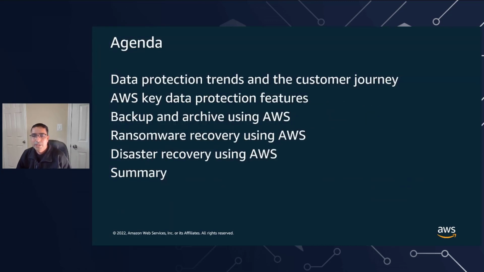We'll quickly go through the agenda here. So we'll start off with the data protection trends, and we'll take you through the customer journey, the typical small, medium business customer's journey through AWS Cloud. Marcos will then cover some of the key data protection features that we have in our portfolio. I'll then come back and look at it from a solution perspective and cover backup archive using AWS. We'll dive into some of the applications when it comes to ransomware recovery using AWS. And lastly, we'll also look into the disaster recovery implementations using AWS.